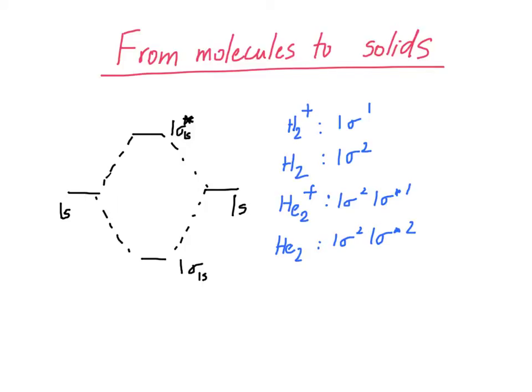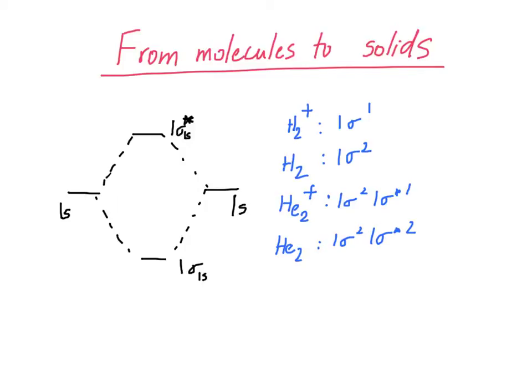Thus, when electrons are placed in the bonding molecular orbitals, the molecule gets stabilized, and in contrast, when electrons are placed in the antibonding orbitals, the molecule gets destabilized. This is what we expect.